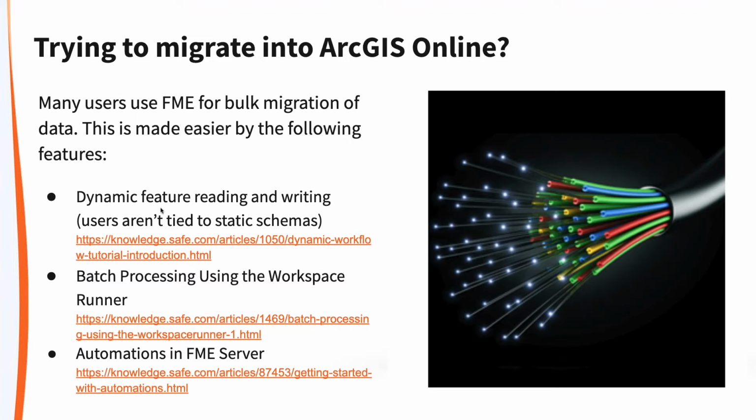So the first is dynamic feature reading and writing. So you're not tied to schemas, and I'll show you this in a little bit, but basically you can write out features dynamically and not have that set schema if you don't want it. The second thing is batch processing. So this would be reading in a bunch of files and then processing each file independently. And the third is automations in FME Server. You can set up something like a directory watch, dump a bunch of files into a directory, and then FME Server will process each file.